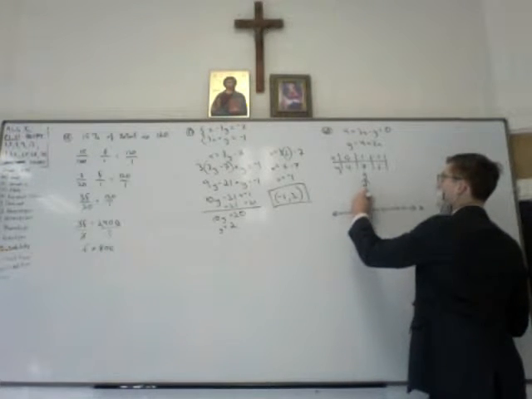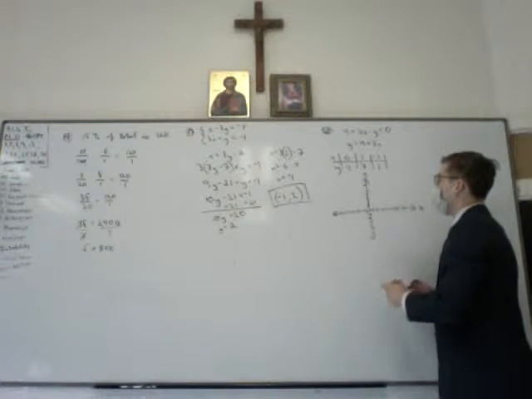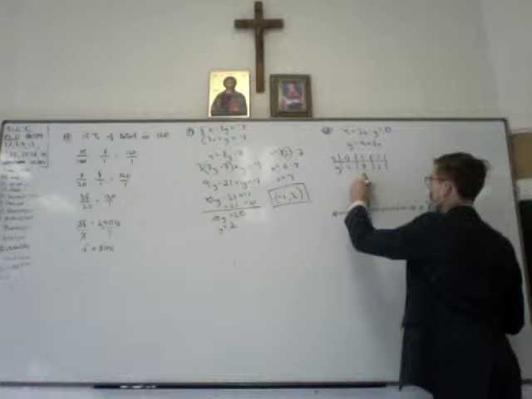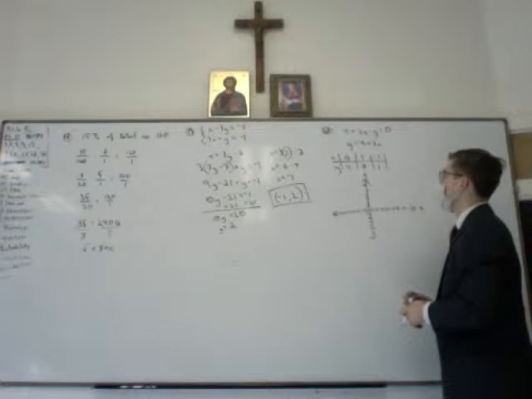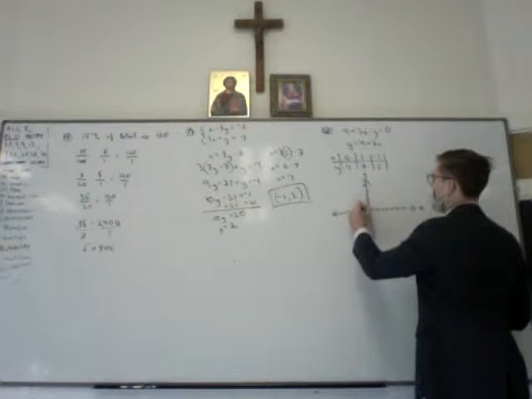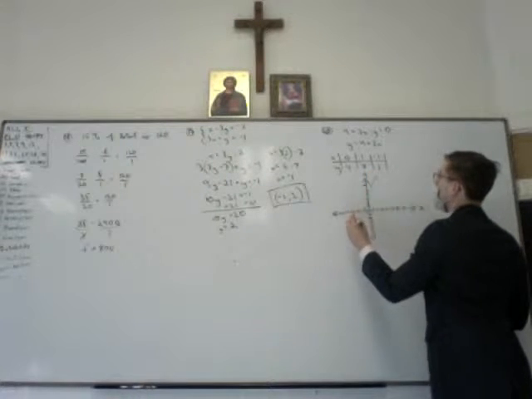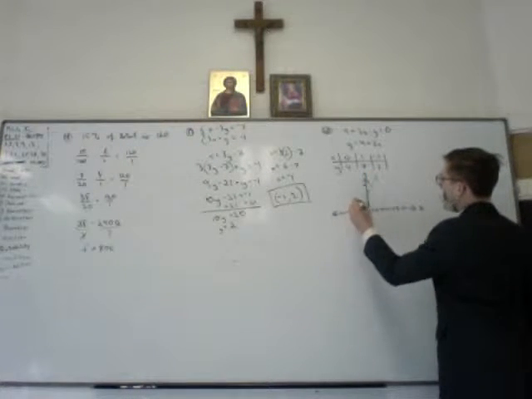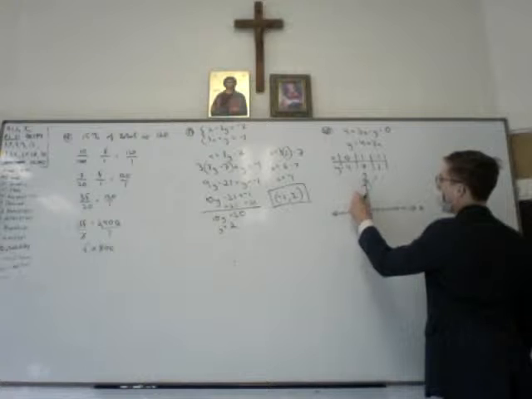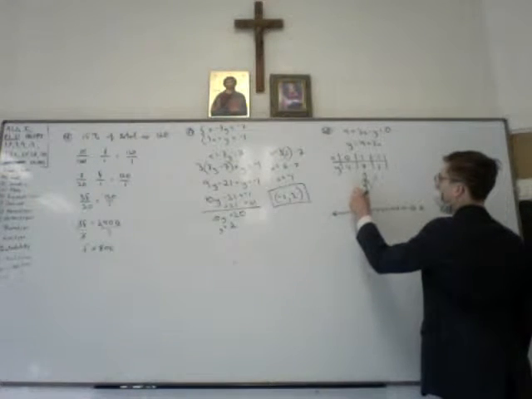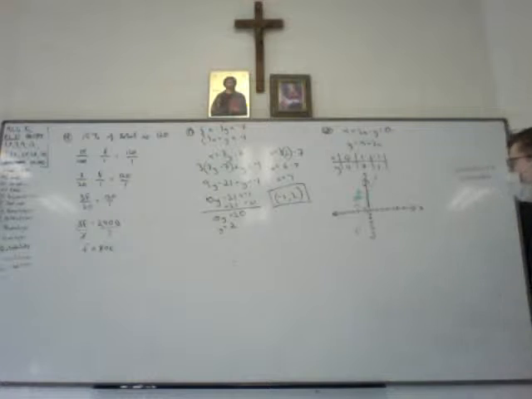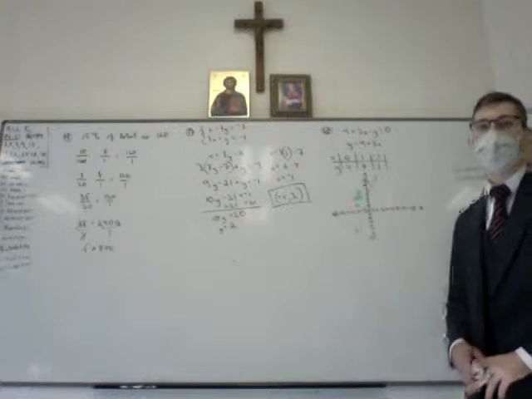Where's my next point going to be? Over 1 and up 7. And my last point, left 1 and up 1. All right, now I've got my 3 points. Look, they're in a straight line. That's a good sign. It's good to label this, y equals 3x plus 4, but you don't have to. You don't get points taken off if you don't label it. It's just a good habit to be in.